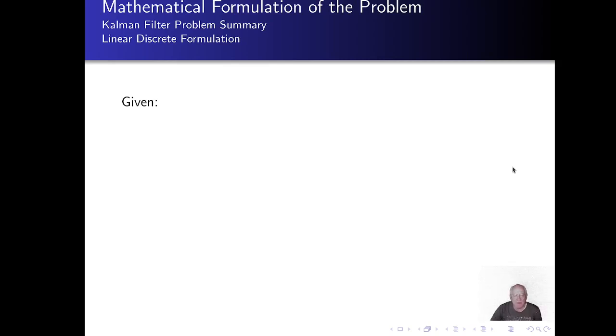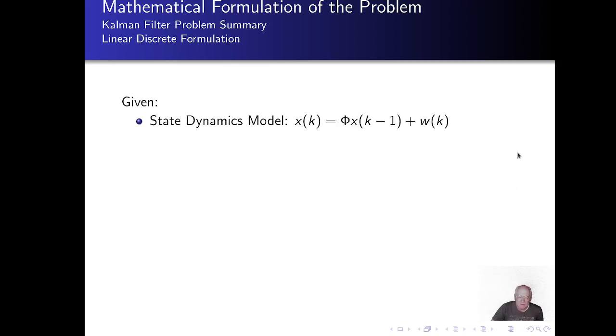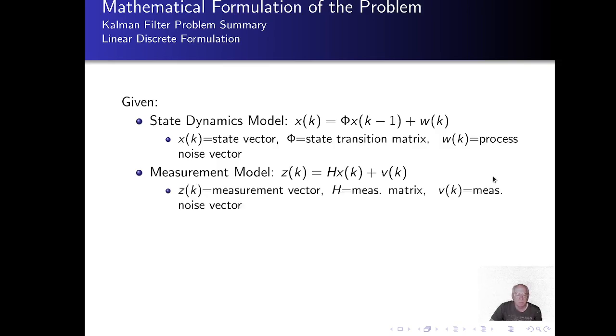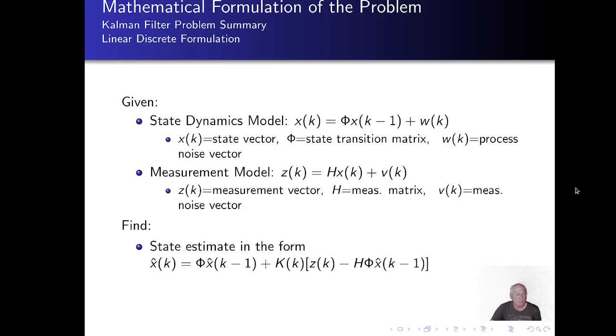So once we get to the linear discrete formulation, we can say, all right, we've got a state dynamics model, a linear one, driven by phi and the white noise for the process. So X is the state vector, phi is the state transition matrix, and W is the process noise. The measurement model looks something like this. Z at time step K equals H times the state vector plus additive white noise, V. And the goal is to find a state estimate in the form as follows. X hat at time step K is equal to phi times X hat at time step K minus 1 plus the gain weighting the residual.